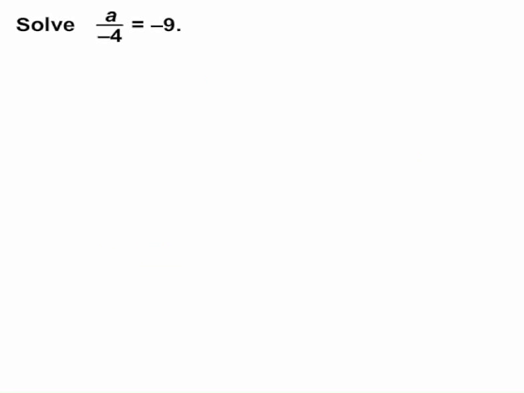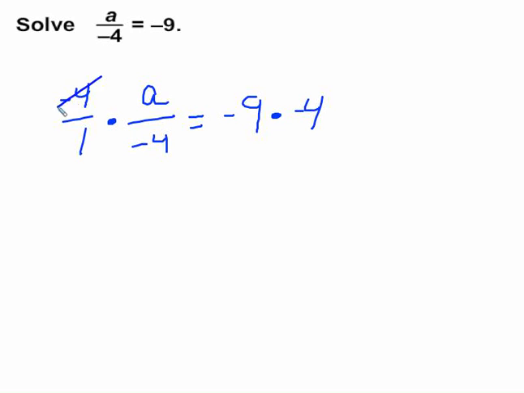Let's go to our last example before the problem of the day. a over negative 4 equals negative 9. Again, I would say pause at this point and try this one without me. Alright, in order to solve this one, I need to multiply by negative 4 on each side. I know that this and this will cross-reduce, leaving me a over 1, or just a, equals positive 36, because the negative times the negative is going to be 36. Alright, that was our last example.